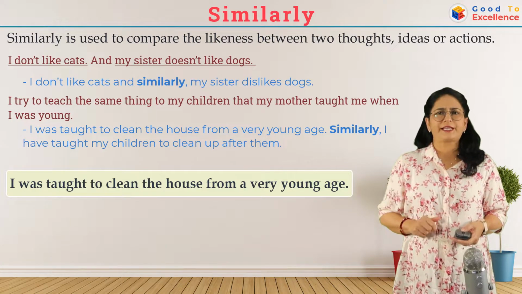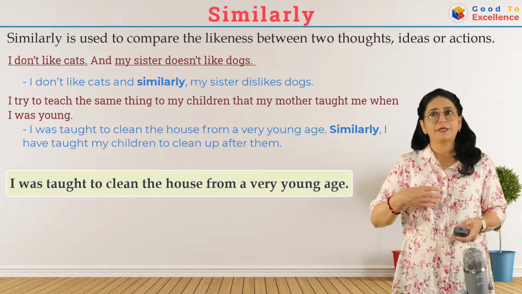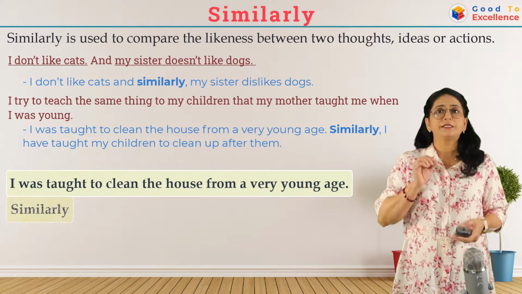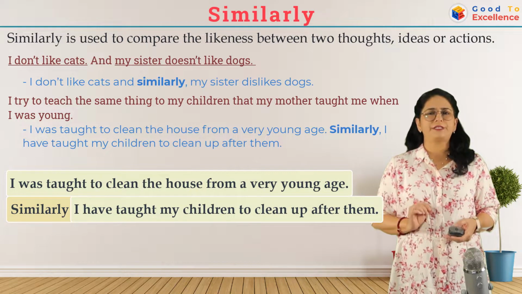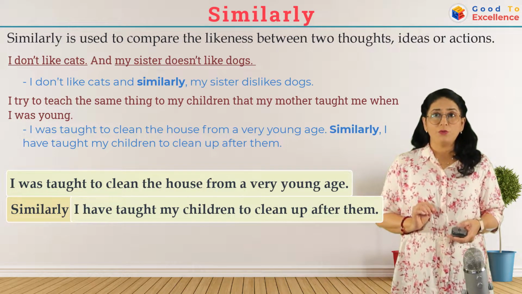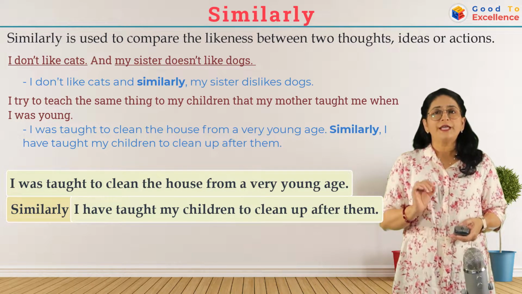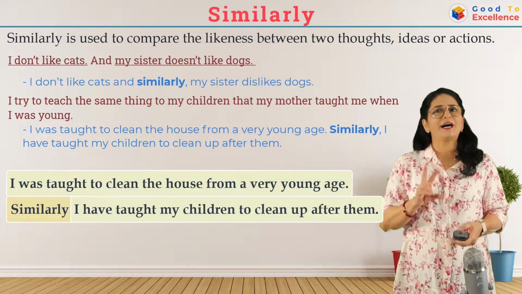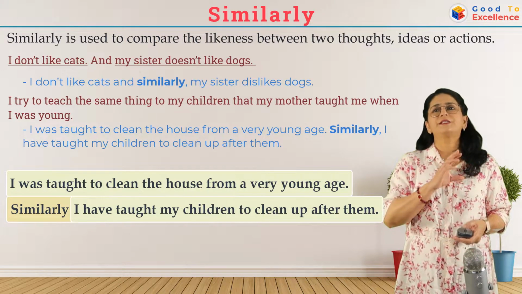Now, let's check the next sentence. I was taught to clean the house from a young age. Similarly, I have taught my children to clean up after them. Now, we have a definite connection between the two, namely, the two actions are alike. And that is the purpose of using this word similarly.